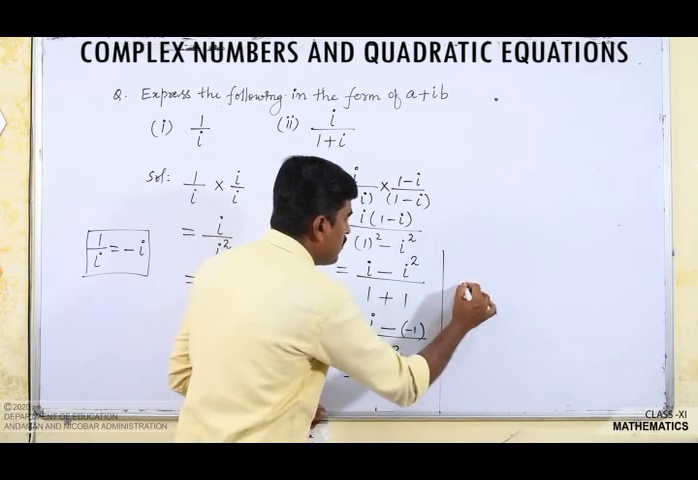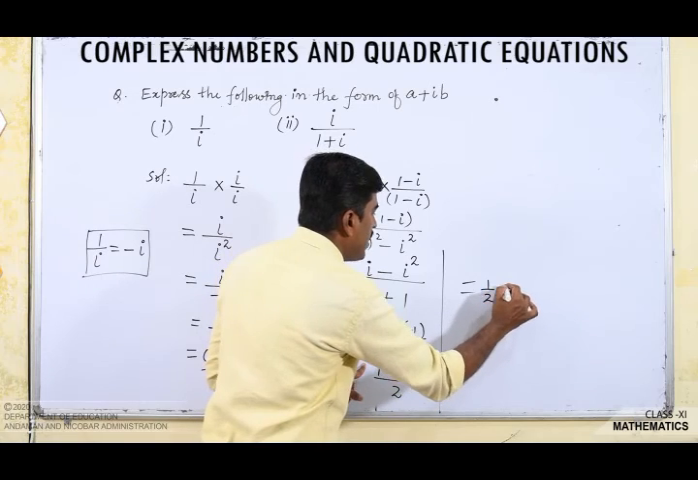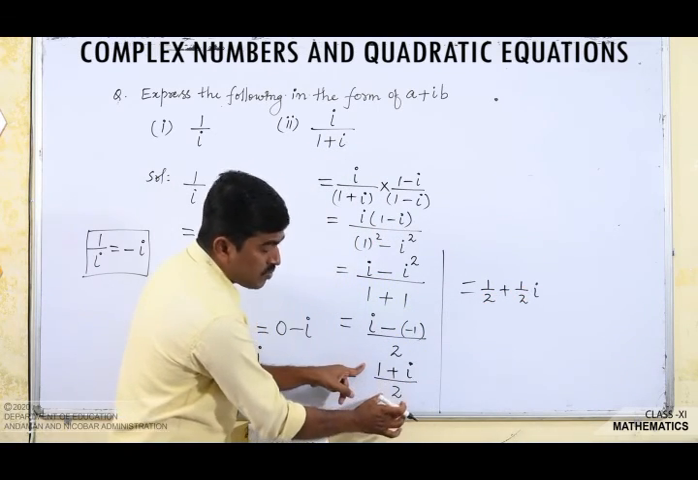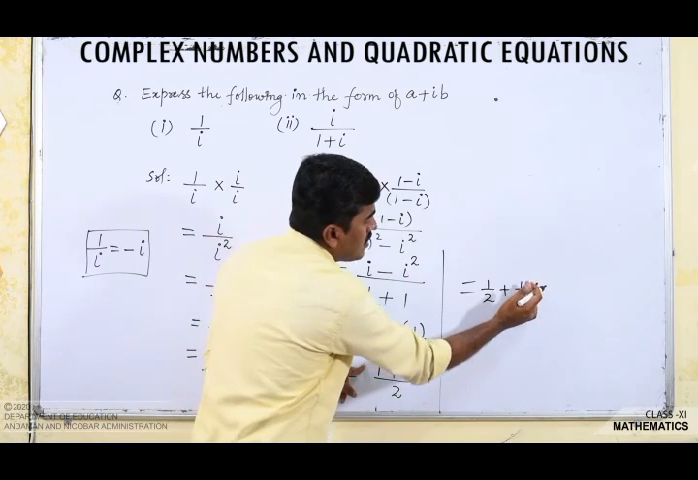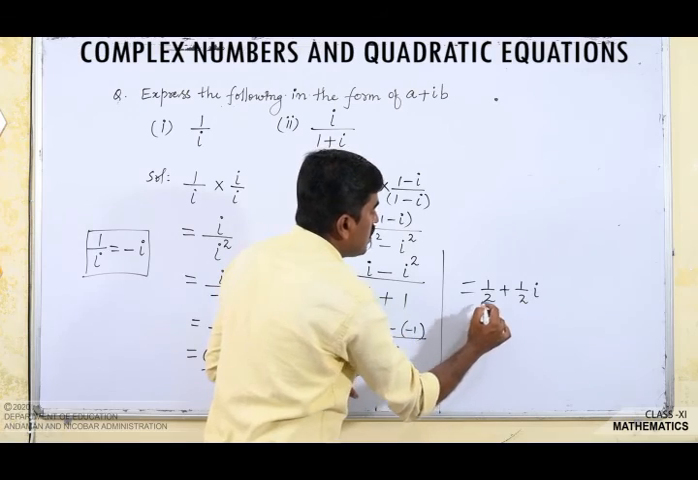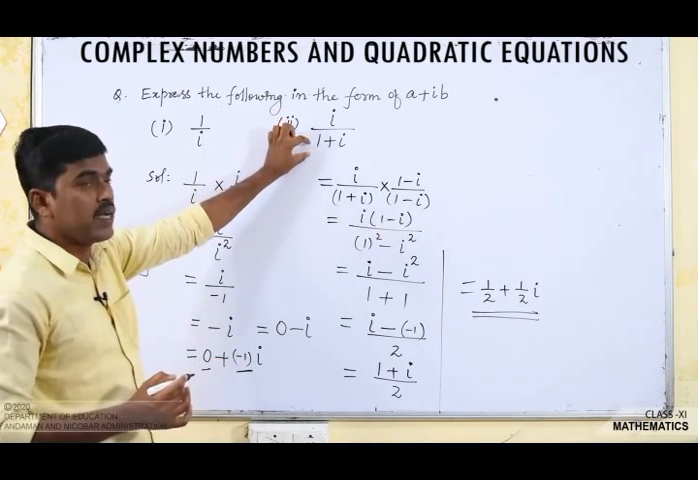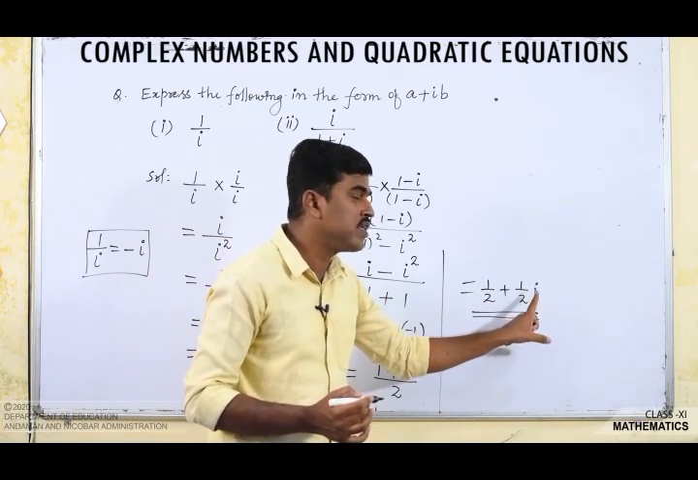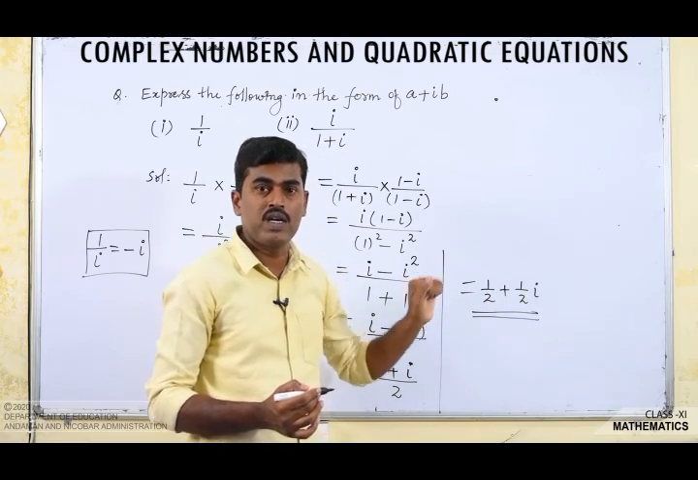Now in the standard form it can be expressed as 1 upon 2 plus 1 upon 2i. This is 1 plus i divided by 2, so it is 1 by 2 plus i by 2, or we can write this as 1 by 2 i. So it is the standard form of this complex number, that is i divided by 1 plus i is equal to 1 by 2 plus 1 by 2 i. Here the real part is 1 by 2 and the imaginary part is 1 by 2.